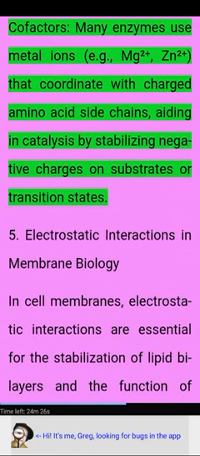Cofactors. Many enzymes use metal ions, e.g., Mg2+, Zn2+, that coordinate with charged amino acid side chains, aiding in catalysis by stabilizing negative charges on substrates or transition states.